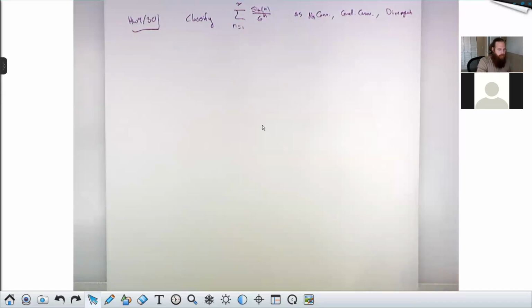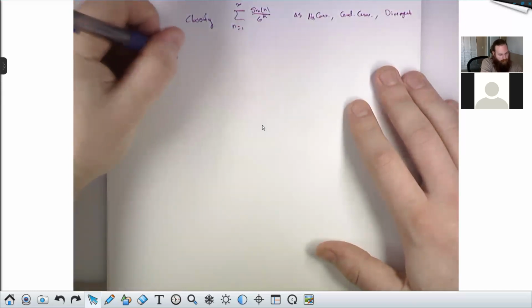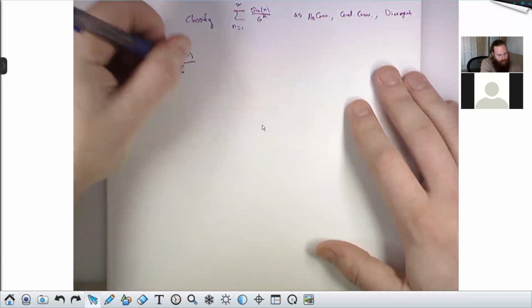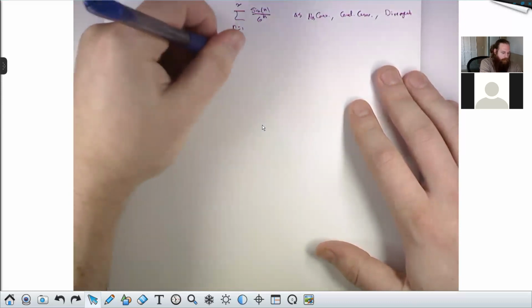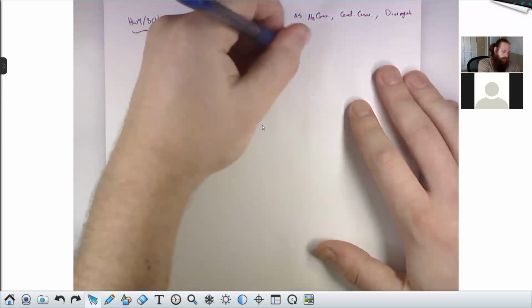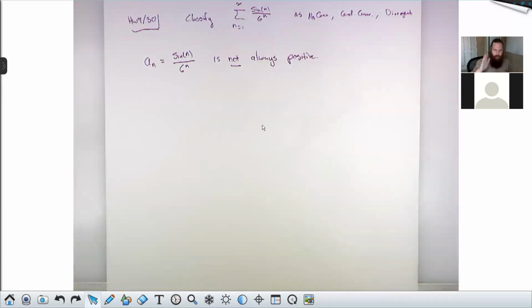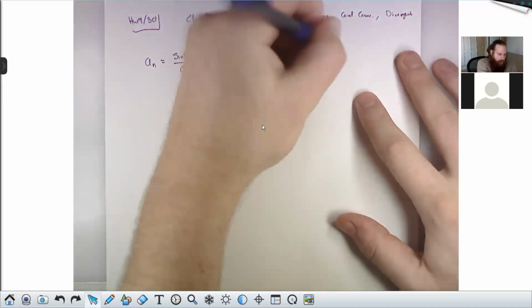First thing to observe, this is not a series of positive terms. Sine of n over 6 to the n is not always positive. Why? Because sure, sine of 0, 1, 2, 3, those are positive, but I think sine of 4 is negative because 4 is a little bigger than pi. So this guy goes like positive, positive, positive, negative, negative, negative, positive, positive, positive, negative, negative, negative. So it's also not alternating.